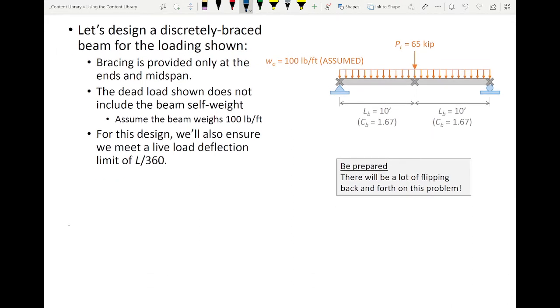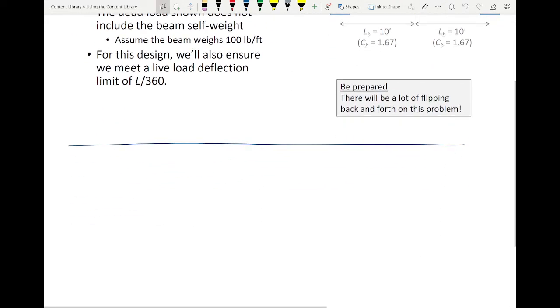So step one, compute MU and VU. So W naught is 100 pounds per foot or 0.1 kips per foot. And L is, what is L? How long is the beam? 20 feet. It's not 10 feet. Don't confuse L with LB.